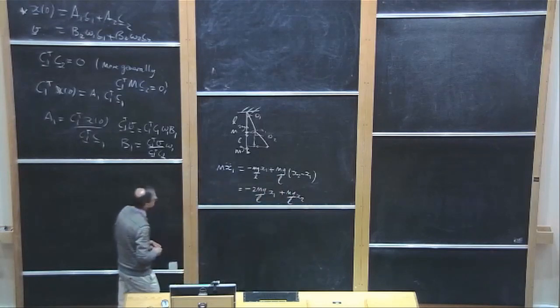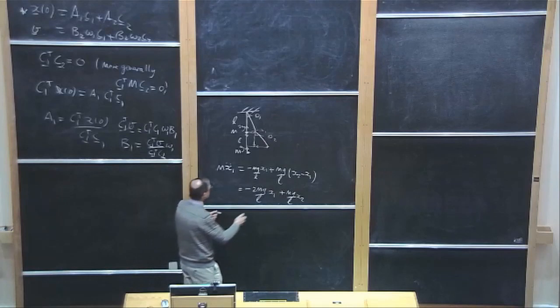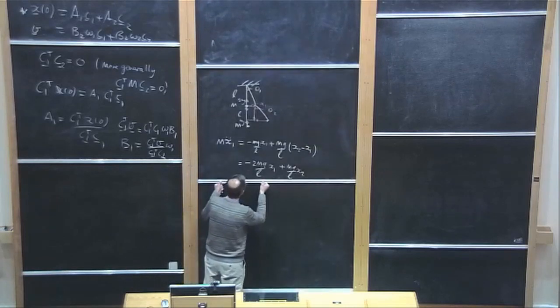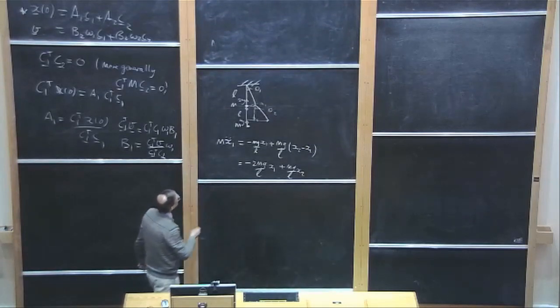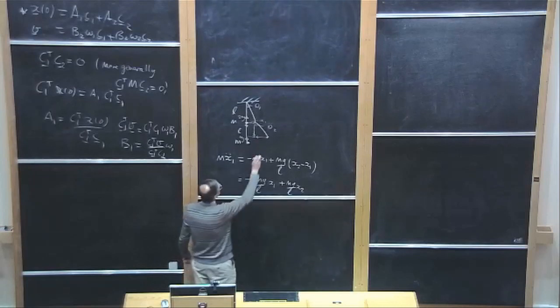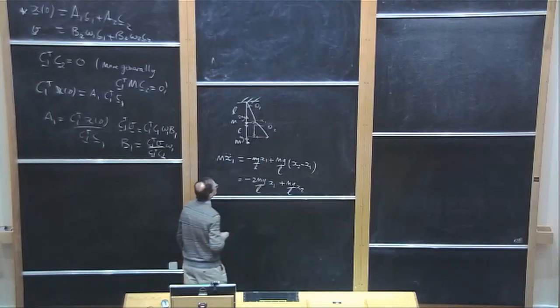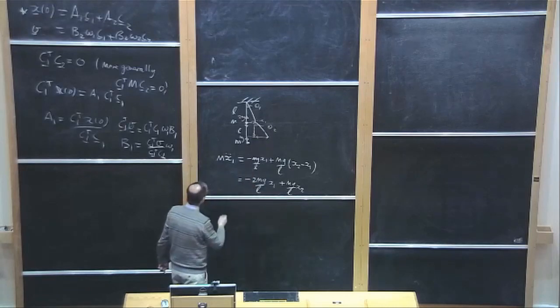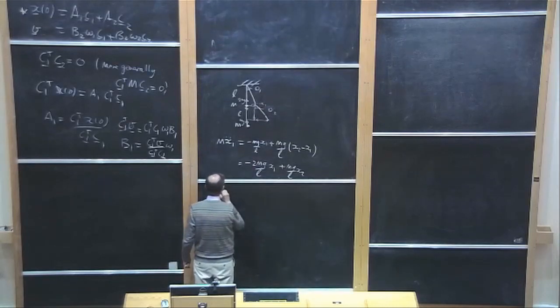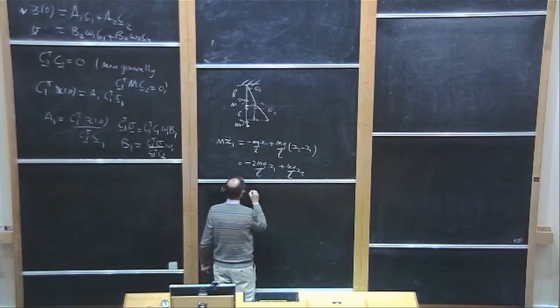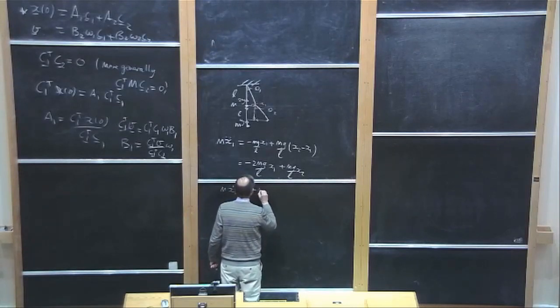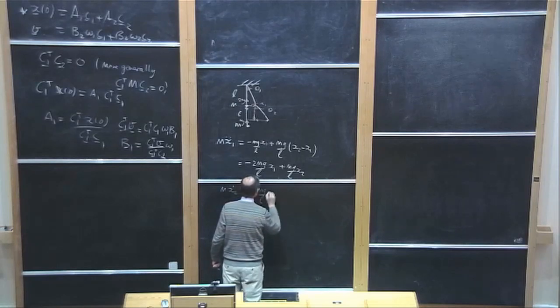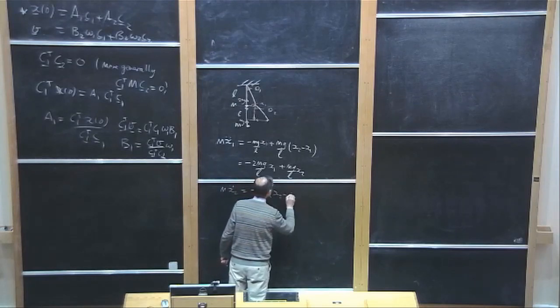And then for the other mass, we just have a backwards force due to the horizontal component of the tension in this rod, which is m x2 double dot is minus mg over L (x2 minus x1).